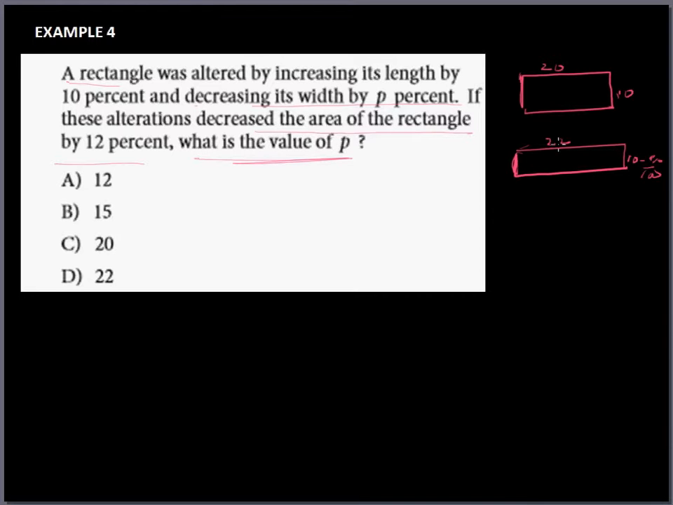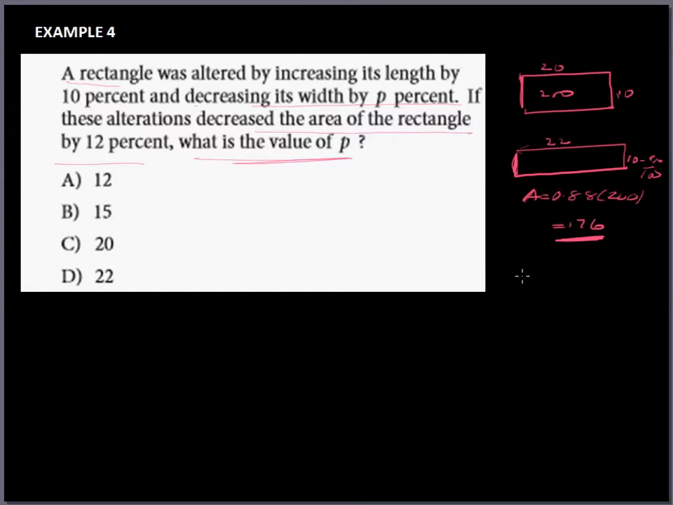Interestingly, the original area here is 200, and they are saying that this new area is 12% less than this. So the area of this new rectangle will be 0.88 of the 200, and that becomes 176. That is the new area.